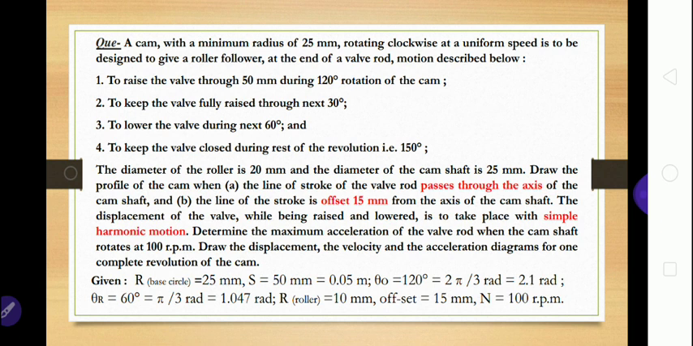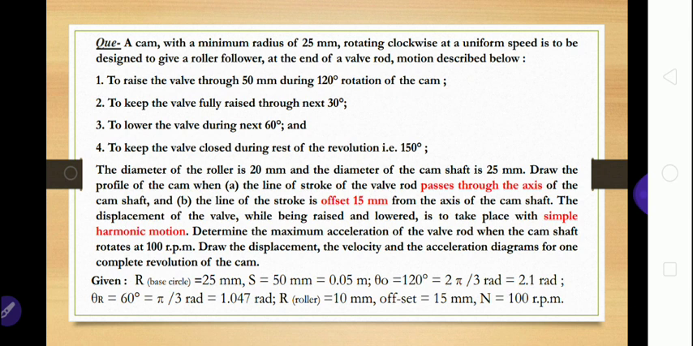So in every problem, two things are important: which type of follower is given. Here roller follower is given, and second thing important is which type of motion to the follower is given. So here the simple harmonic motion is given, so underline these two things. Next, determine the maximum acceleration of the roller when the camshaft rotates at 100 rpm. That means speed of the camshaft is given, that will write in the given data as capital N.